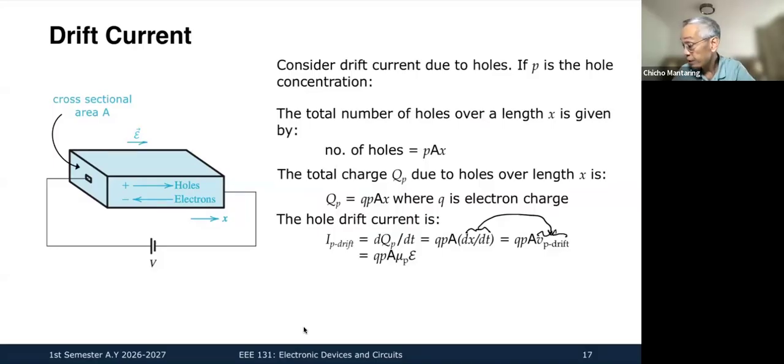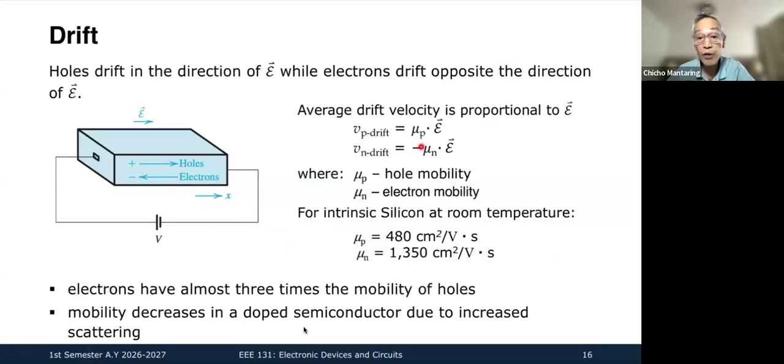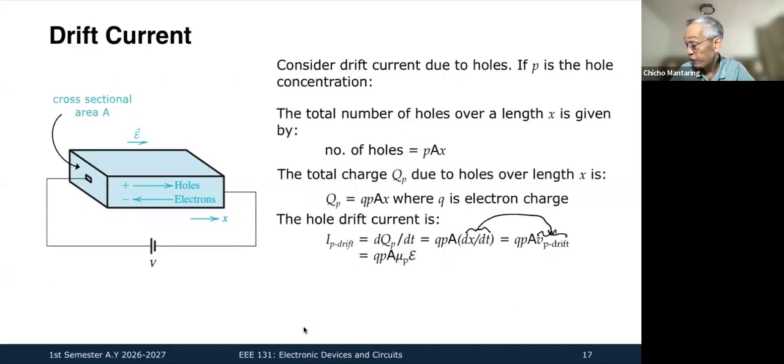Okay? But what is drift? Sabi natin, drift is equal to mu of p times E. That is our drift velocity. So finally, I get this. That is my current along the x due to holes. Due to holes lang to. Due to holes.